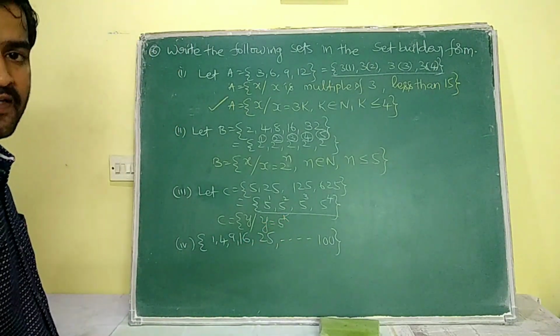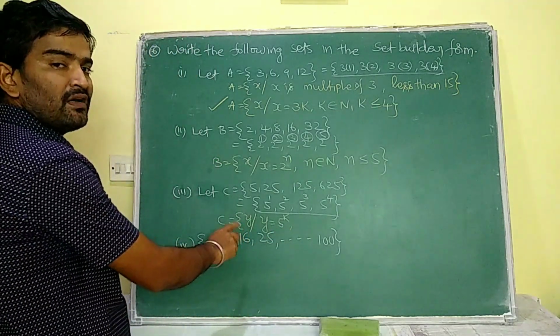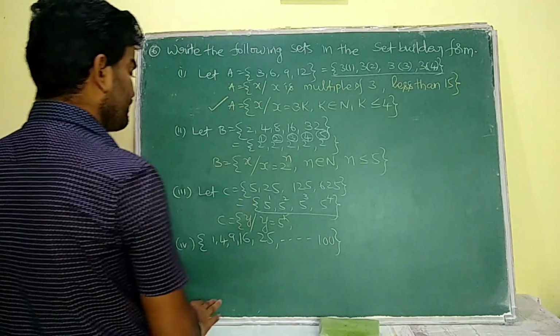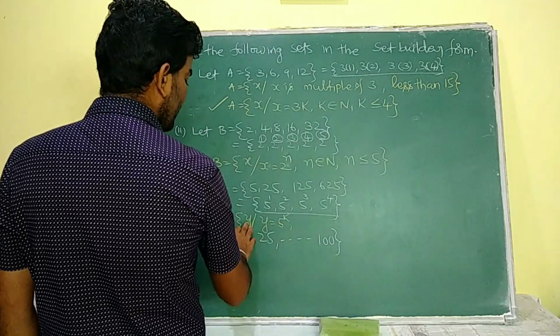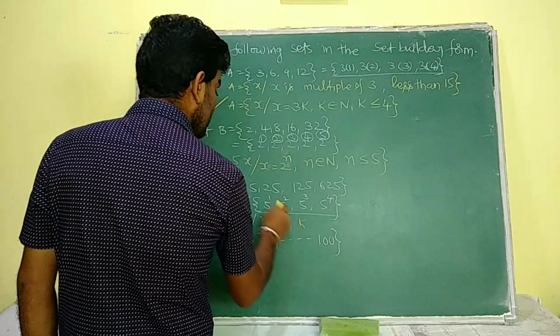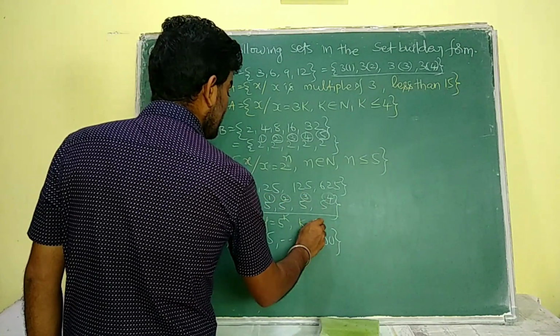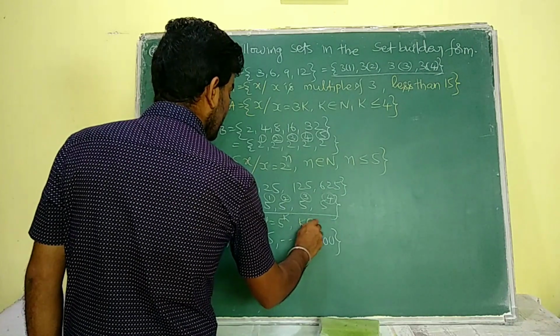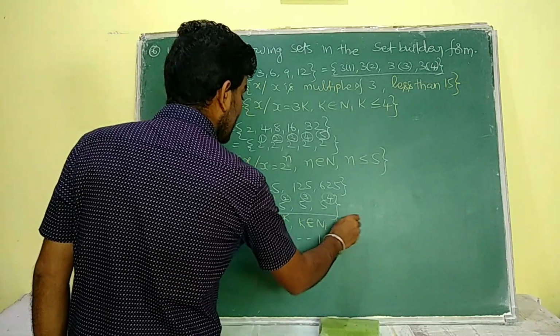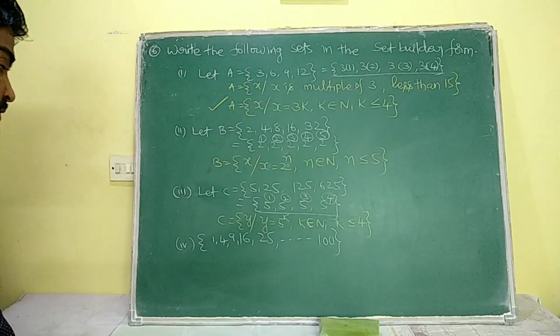You may write k, you may write n, you may write p. The variables which are not used here, you may use any variable. Now y such that y is equal to 5 power of k, and this k is, see, the changing values are the powers, so k is a natural number, so k belongs to natural numbers. Again this k has some limit: k is less than or equal to 4.